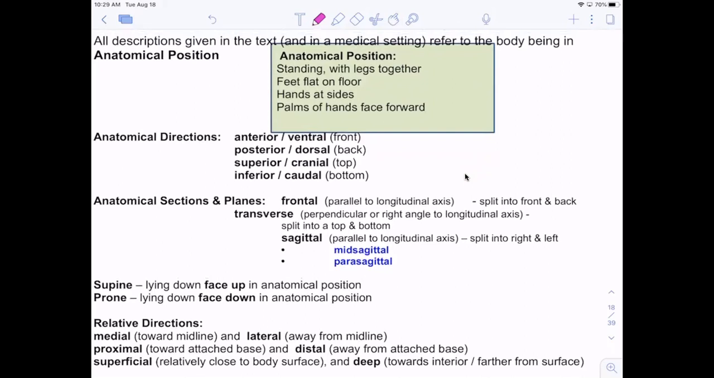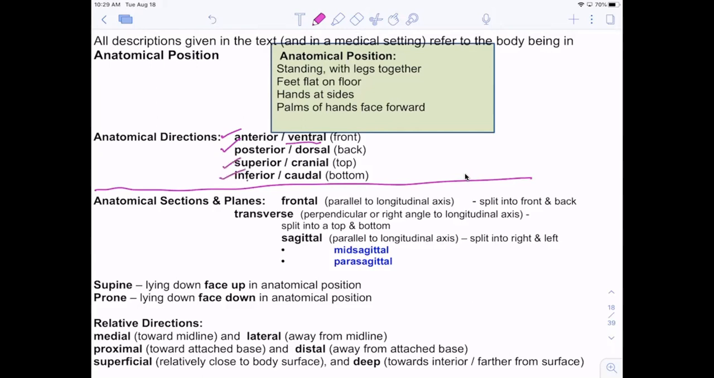Now, there are anatomical directions that are very specific. So let's talk about these. Anterior is the front of something, and posterior is the back. They have a second name. Ventral is front, and dorsal is back. You can say anterior, you can say ventral. You can say posterior, you can say dorsal. They both work. Superior is high, and inferior is low, or top and bottom.